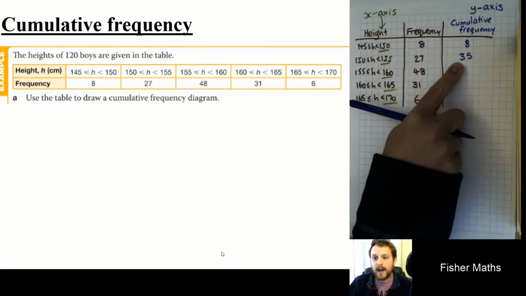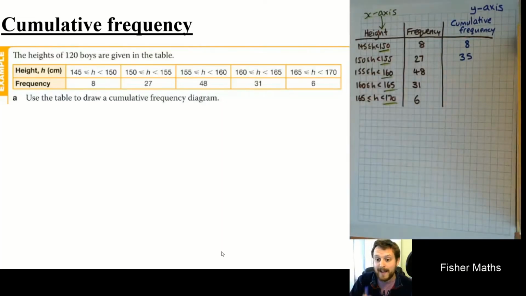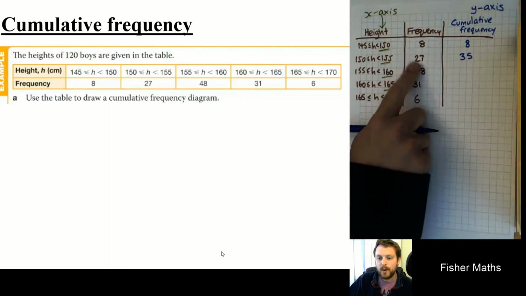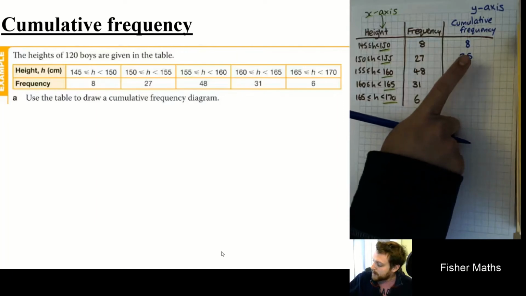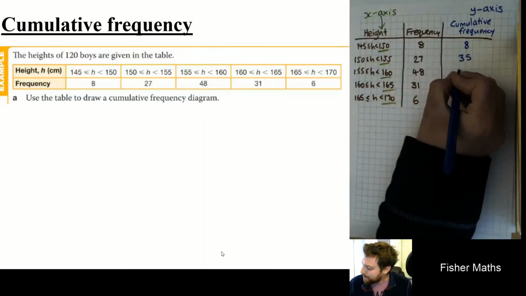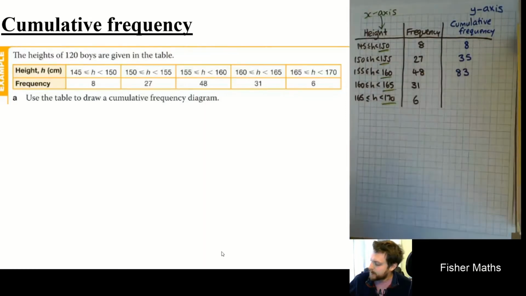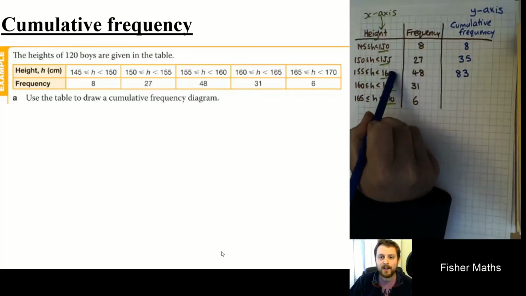There were 35 boys who were less than 155, right? Because being less than 155, that's these 27 boys plus those 8 boys. Then I've got 35 add 48, which is 83. Right, because 35 add 50 is 85, and then take off 2 is 83. So there were 83 boys who were less than 160.